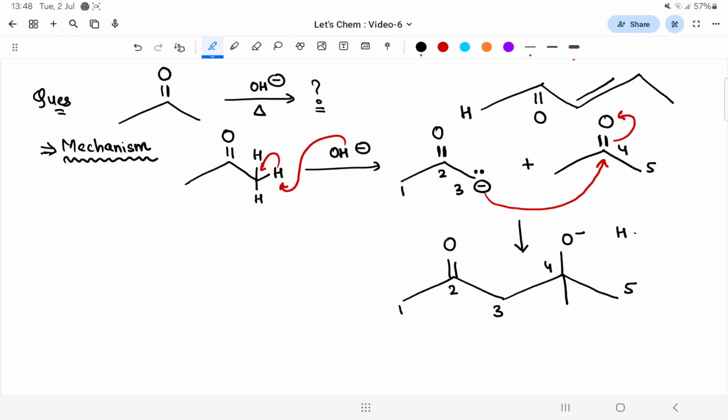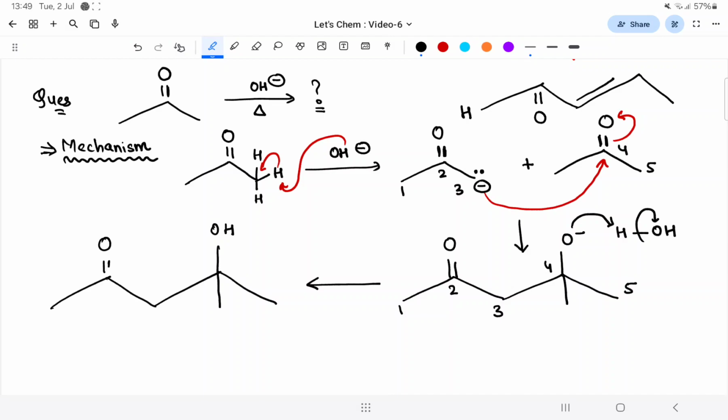I hope things are going fine for everyone. These basic things I'm writing, I'll write them always. So this is going to happen, and what we are going to get from here is something which looks like OH here, double bonded oxygen here. Am I correct or not? Can you please check? So this is what is going to happen here.